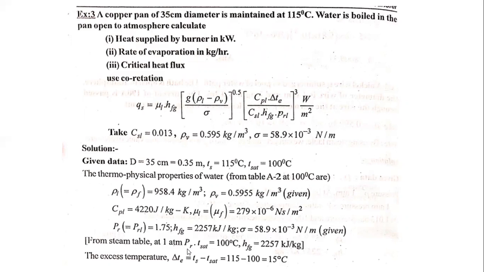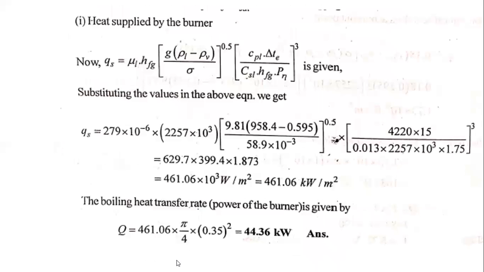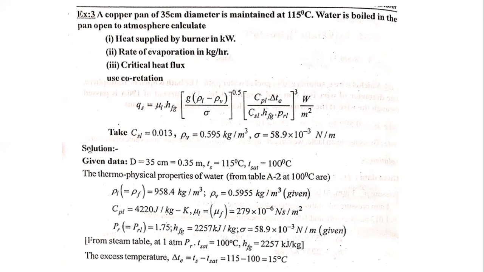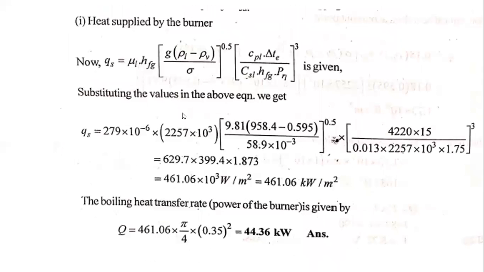So from the steam table at 1 atmospheric pressure, T saturated is equal to 100 degrees Celsius, and the enthalpy of the fluid is 2257. So the excess temperature is 115 minus 100, which is 15 degrees Celsius, and we get delta T. For the heat supplied by the burner, we already have the formula Qs equal to this one. We just put the values in and calculate, getting 461.06 kilowatt per meter square.